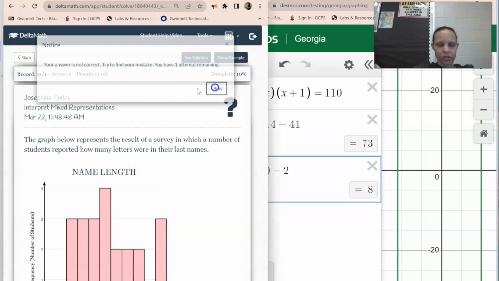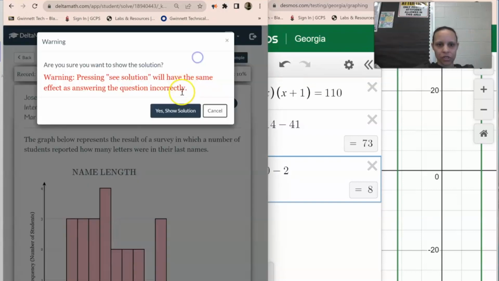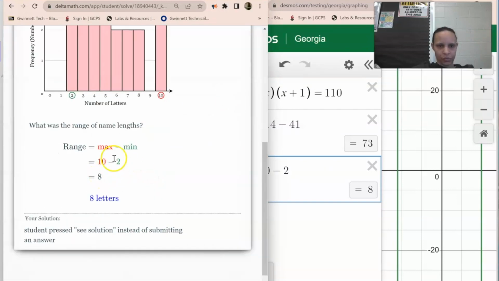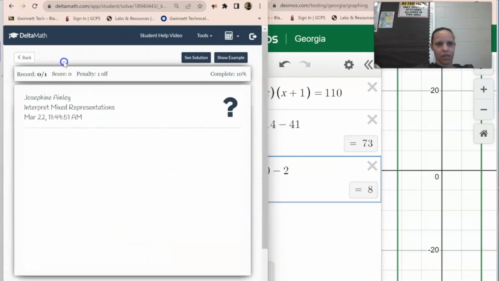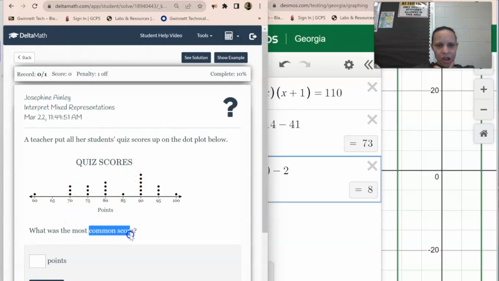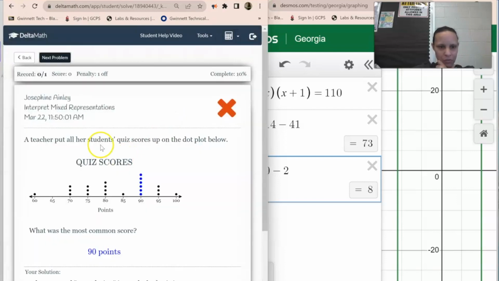All right. C solution. So again, my maximum letters is 10. My min is 2. So it's going to be 8. Let's see what else I got. What is the most common score? What you see happening the most is going to be 90, because this happens however many times, this is the most. All right, I'll get that wrong so I can have some more. All right, so you see 90.